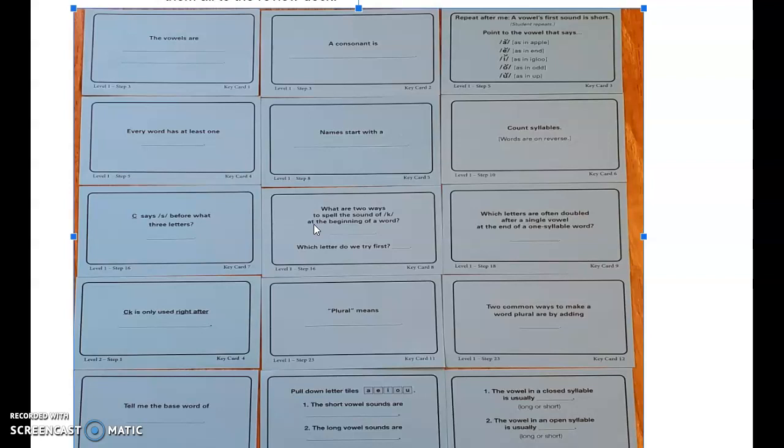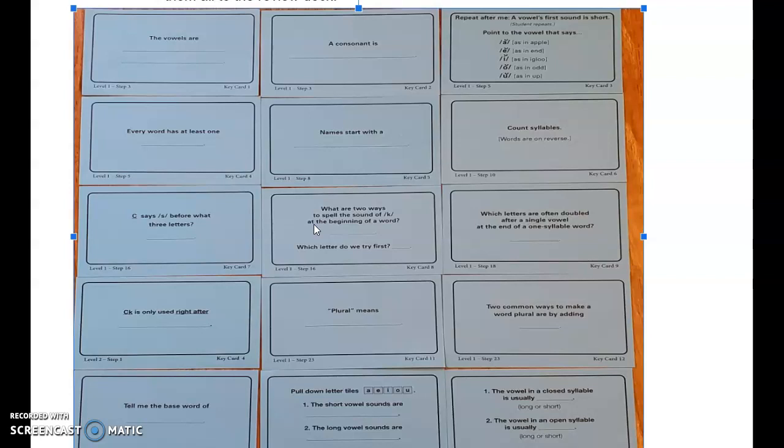So what are 2 ways to spell the sound of k, the beginning of a word? Students should answer C or K. And then the next question on that same card is, which letter do we try first? And that's C. C is because they see it so many more times than K. K can only bump into E, I, and Y. C can bump into all the other vowels and all the consonants, so it's just a lot more common.